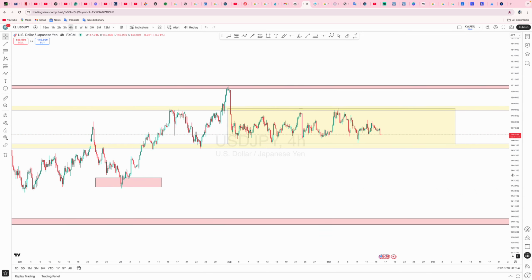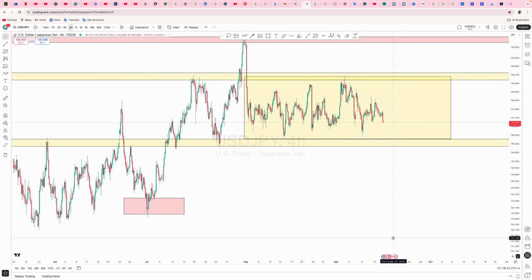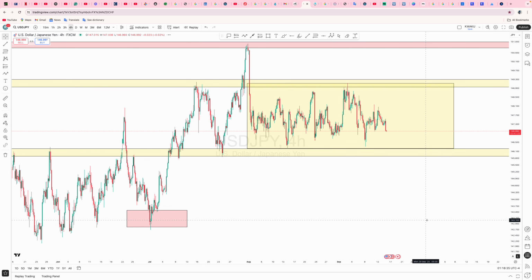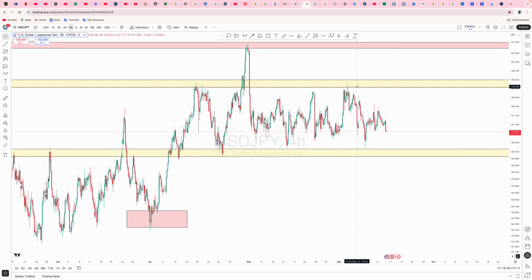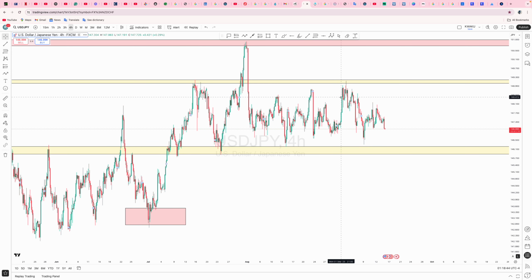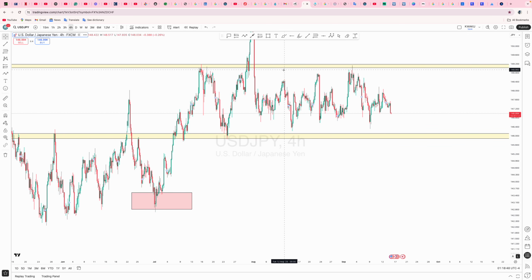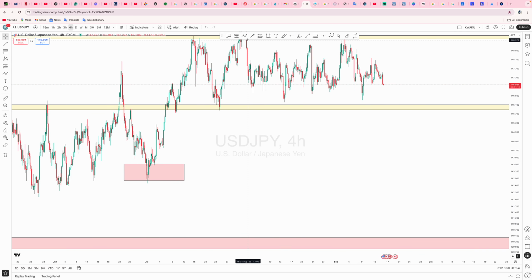Now here we are in the 4-hour time frame. When we were in the daily time frame, I said that price was in consolidation. Price was in the temporal consolidation phase. Now here we are in the 4-hour time frame, explaining the temporal consolidation phase that price was in. Now this is the temporal consolidation phase, and this is the real temporal consolidation phase.